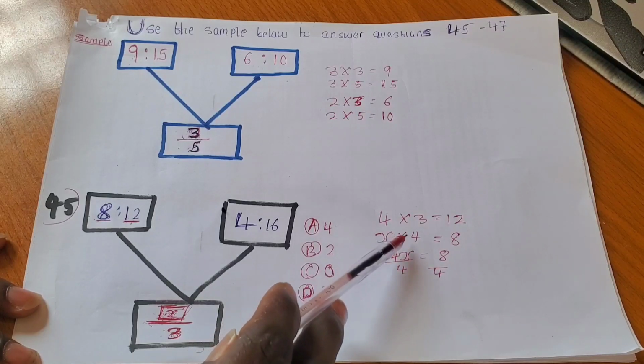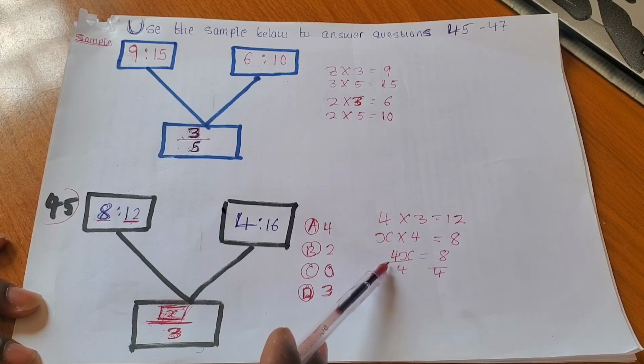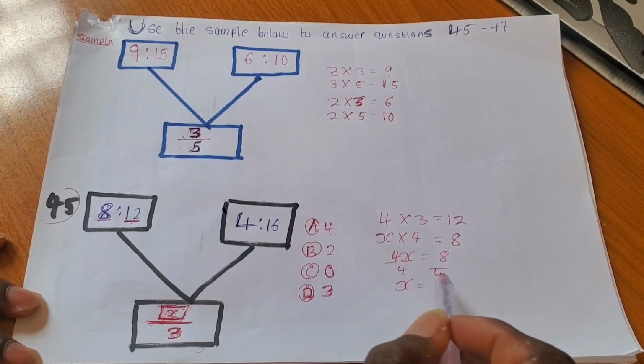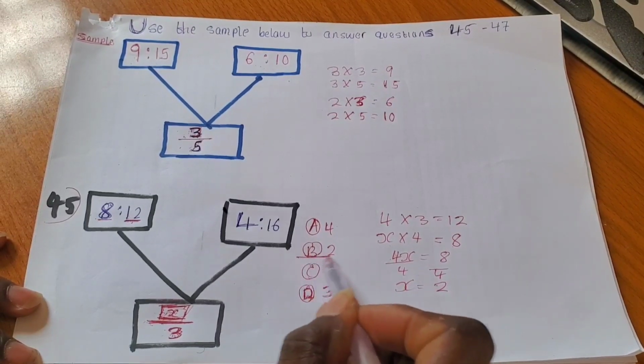And that's what I did. X times 4 is what? 8. 8x times 4 will give me 4x. Divide both by 4 to get the value of x. X is equal to 8 divided by 4, which gives me 2. So the right answer to this question is 2.